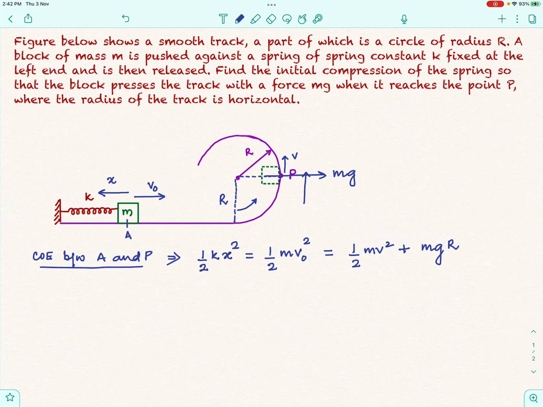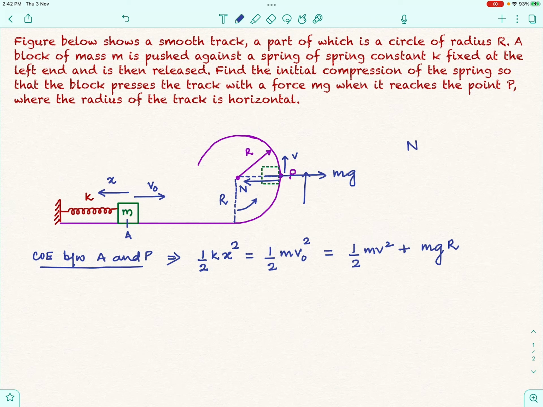Do you understand that this force is nothing but the force of normal reaction, equal in magnitude to the force of normal reaction that the track will exert on the block in the opposite direction to this force? As the block presses the track, the track also presses the block back, using Newton's third law, with a force N, the normal reaction, which in this particular scenario will be equal to mg as given by the question.